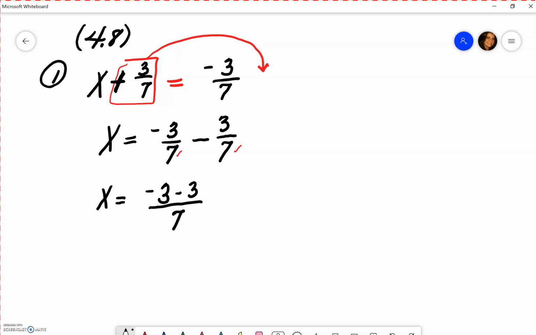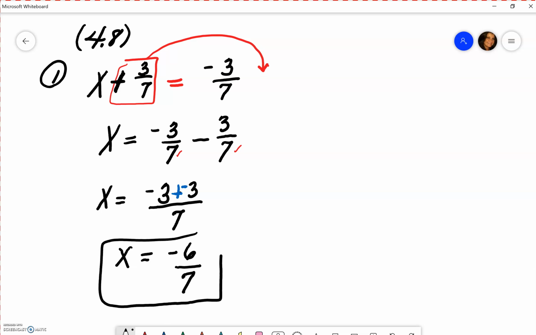Now we're going to apply that rule we've learned. We just change this to a plus and make this the opposite sign when we're dealing with integers being negatives and positives. And then the rule is if the signs are the same, add and keep the sign. So this would be negative 6 over 7. And that is in simplest form. We can't reduce that fraction down any further. All right, so let's go ahead and try number 2.